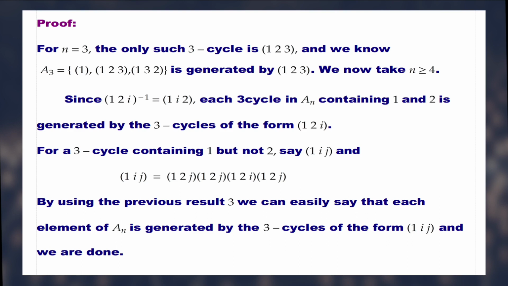(1 i j), and (1 i j) is equal to (1 2 j)(1 2 j)(1 2 i)(1 2 j). By using the previous results, we can easily say that each element of A_n is generated by the 3-cycles of the form (1 i j), and we are done.